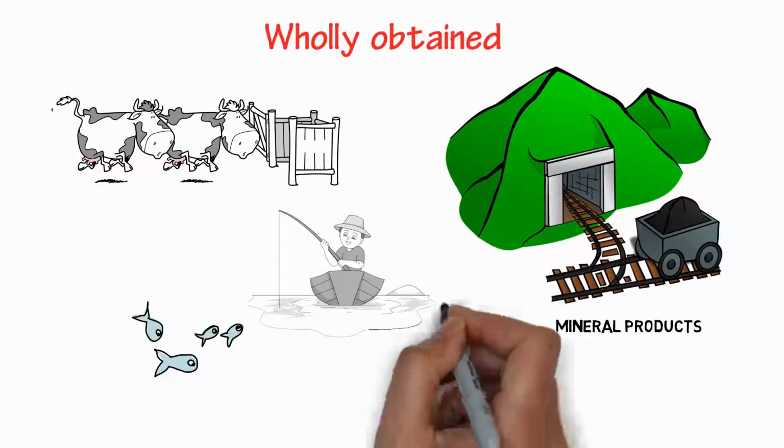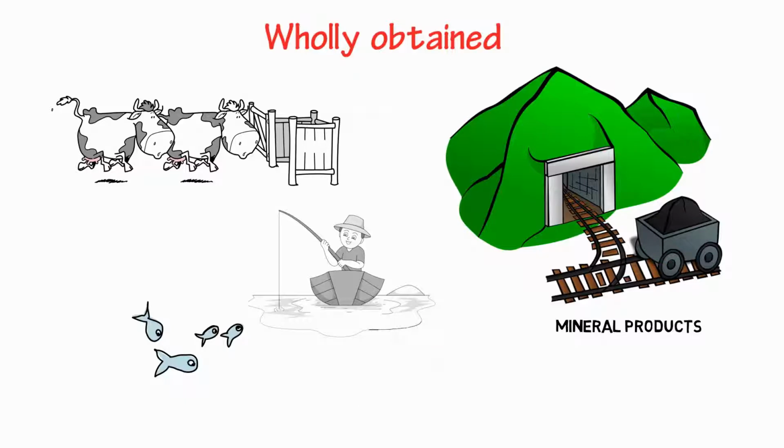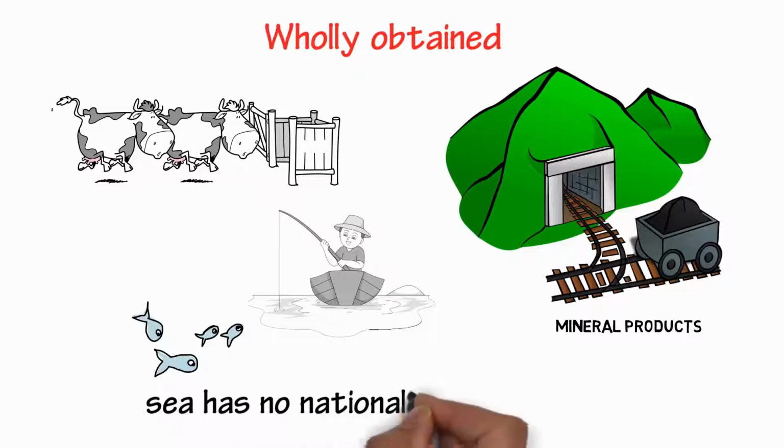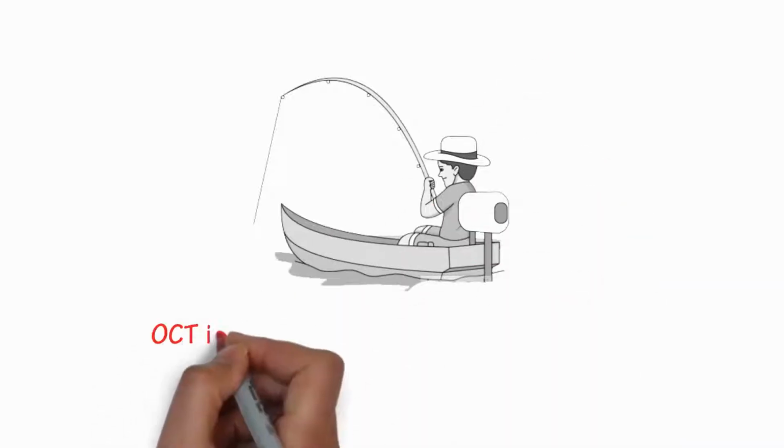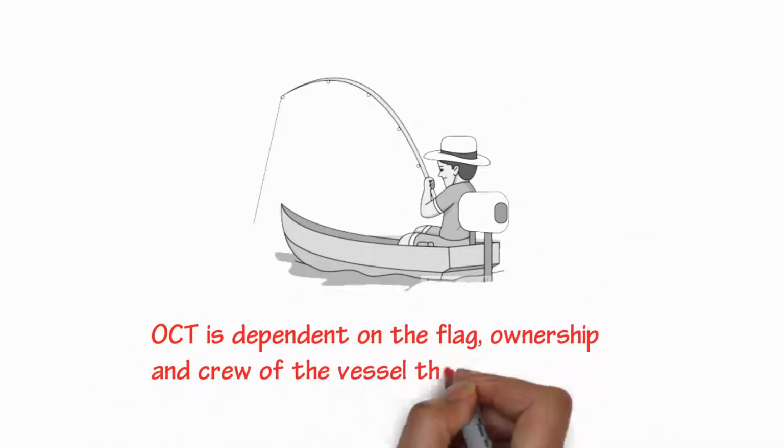Fish caught inland or within the territorial waters is always considered to be wholly obtained in the OCT. But because the open ocean has no nationality, the origin of fish caught outside the territorial waters of an OCT is dependent on the flag, ownership, and crew of the vessel that caught them.